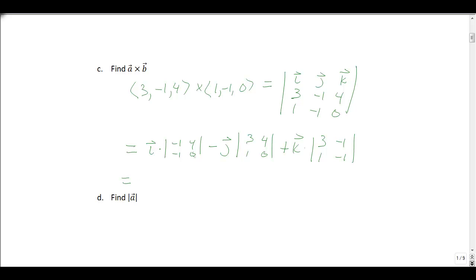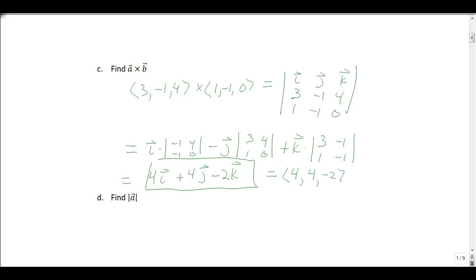And these just work out to be, see, negative 1 times 0 is 0, minus 4 times negative 1 is plus 4. So we get 4i. Then 3 times 0 is 0, minus 4 times 1 is 4. We're going to subtract 4. This determinant is negative 4. The negative out there makes this a plus 4j. The k is 3 times negative 1 is negative 3. Then we're going to subtract a negative 1. That's going to give us a minus 2k. So you could leave your answer like this. That's fine. In vector notation, I would write this as 4, 4, negative 2.